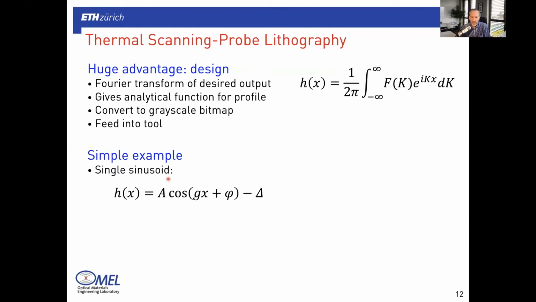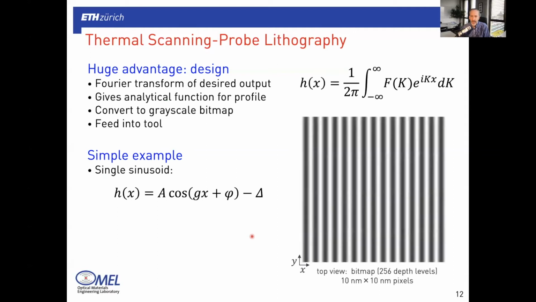And so I'm going to start with just a simple example to demonstrate how this works by taking a single sinusoid, so a height profile that's just periodic in X. So it has an amplitude, a cosine, spatial frequency G, and phase phi, and some offset. And here is the grayscale bitmap that you can generate from this function. This bitmap is periodic in X and then constant in Y. This is a 10 micron by 10 micron pattern with 10 nanometer by 10 nanometer pixels, where you have 256 depth levels in Z that's kind of coming out of the image here. You can then take this and feed this into the tool, and you can see how well it patterns the polymer resist.